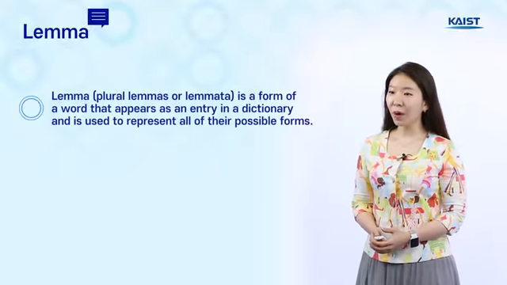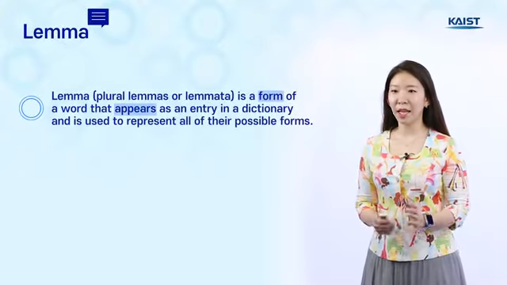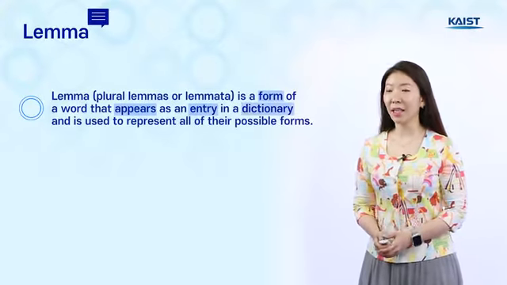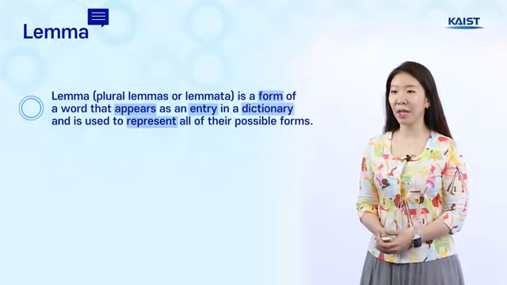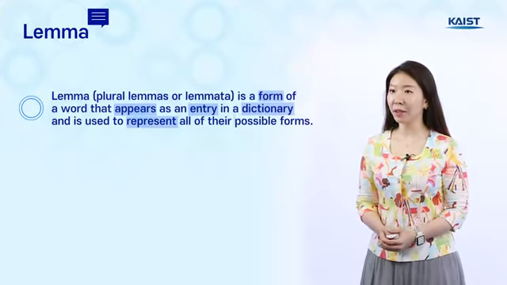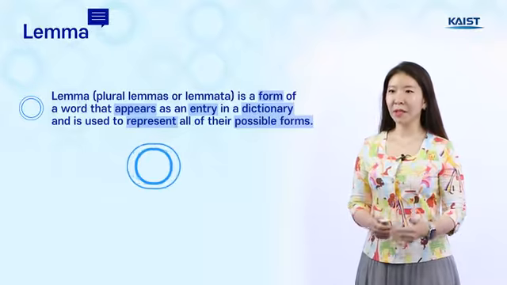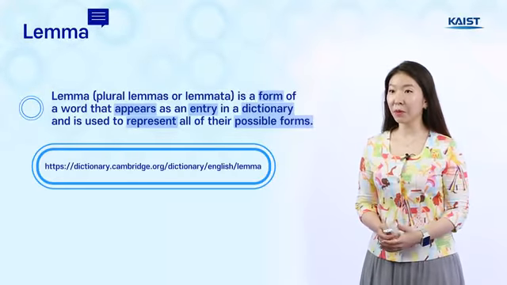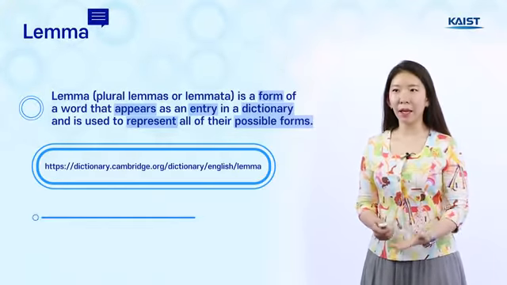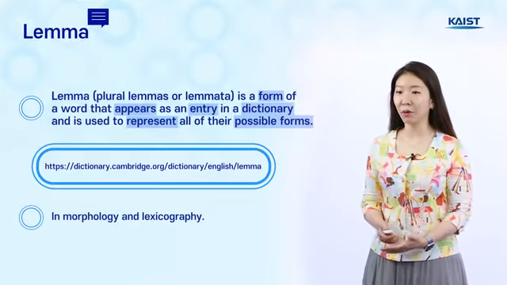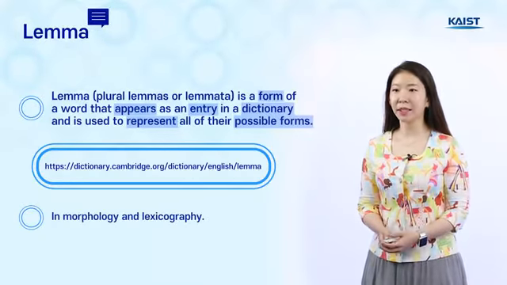Lemma is a form of a word that appears as an entry in a dictionary and is used to represent all of their possible forms. So this one is a definition from the Cambridge Dictionary. And this lemma is used in morphology or lexicography.